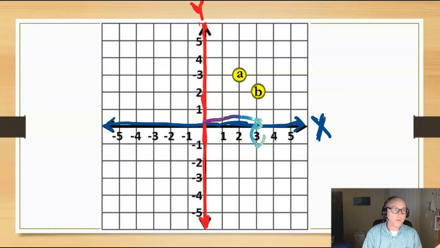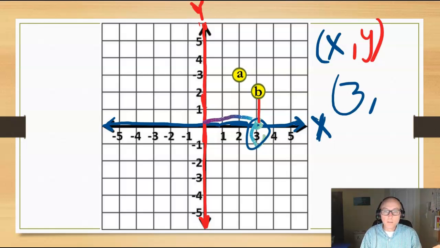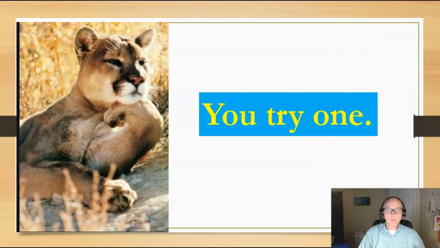So we're going to do blue first. X, Y, back to blue. My blue here is 3, and my Y is 2. The coordinate for this one, for B, is 3, 2, where the coordinate for A, remember, was 2, 3. Interesting. Okay. You try one.